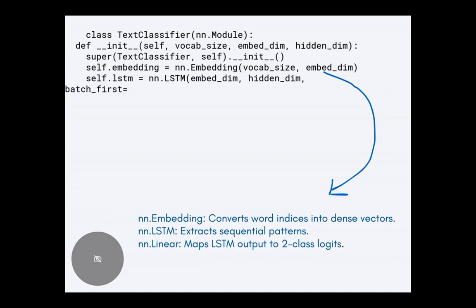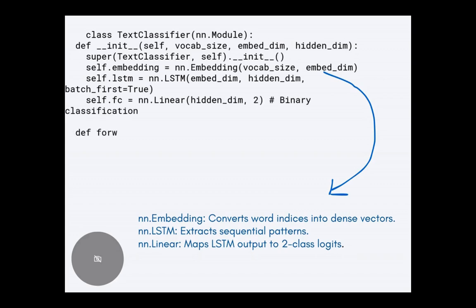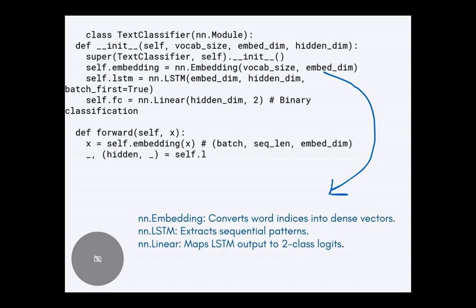And then we are calling the NN, the neural network module, which has the LSTM functionality, which extracts sequential patterns, and then it maps the LSTM output to two class logits. So it's 0 or 1. It's just a simple binary classifier. So you can see the LSTM output patterns are then passed to an NN linear model, or a dense model, and then you're making a binary classification.